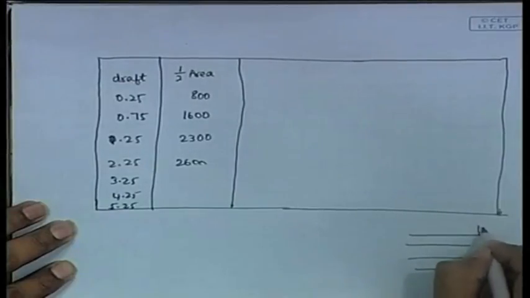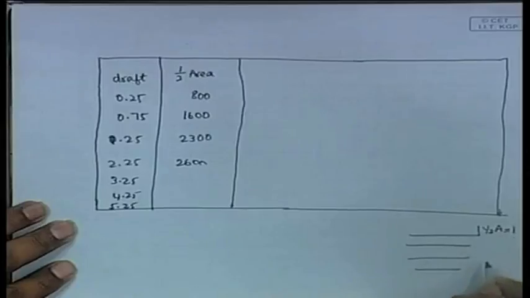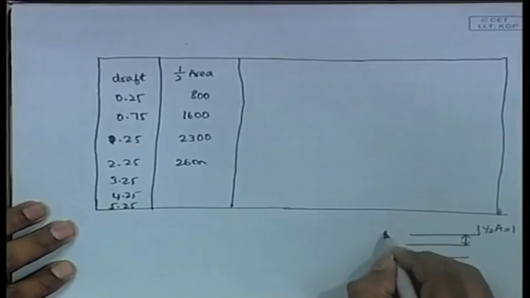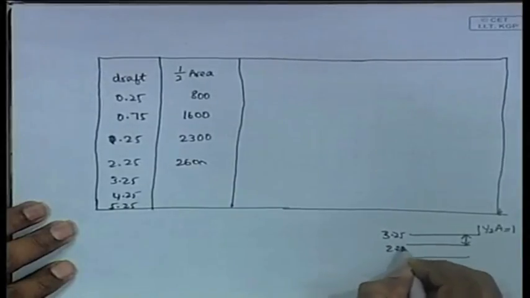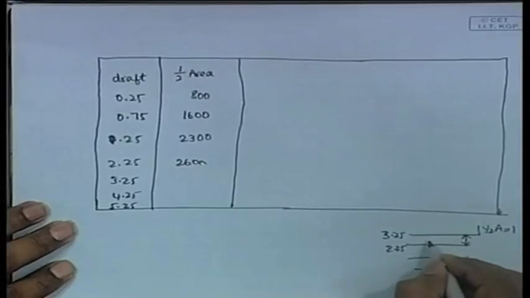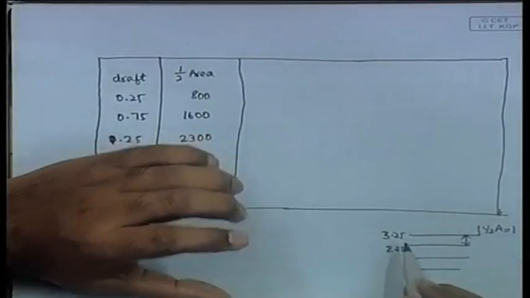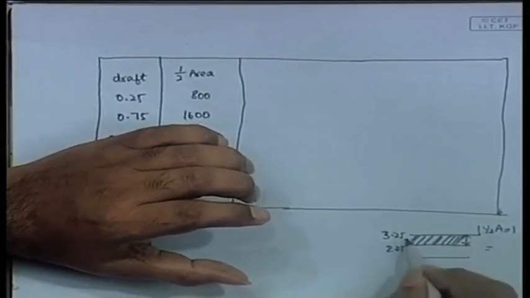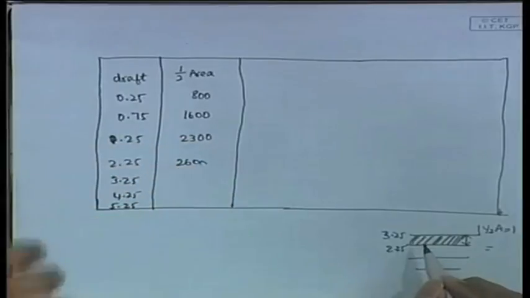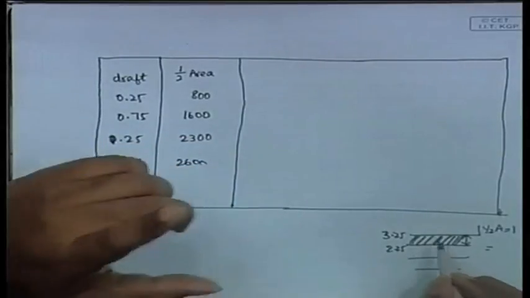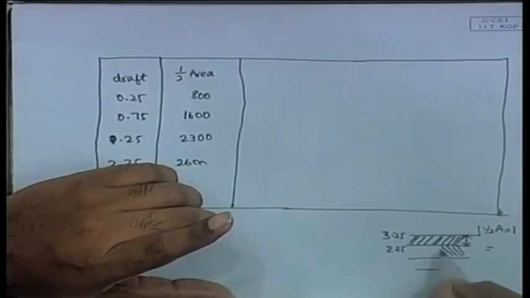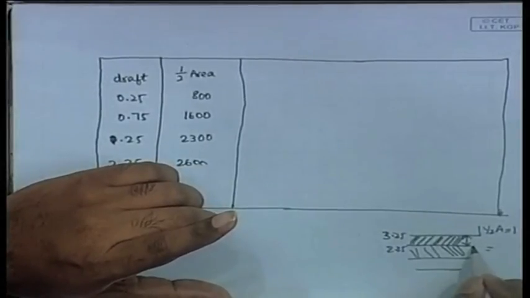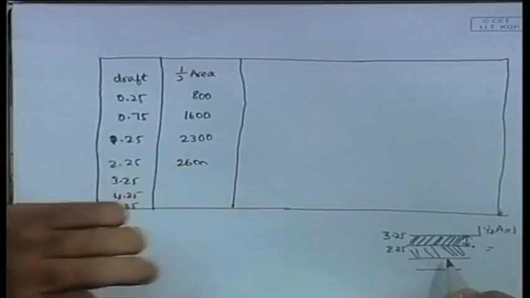So here let's say the half area is 1. Now I want to multiply it with this distance. This draft is, let's say, 3.25 and this is 2.25. So for the region from 2.25 to 3.25, this volume will be given by this area into this distance, multiplied by a Simpsons multiplier, that is always there. So this volume is given by the area here, multiplied by this distance, multiplied by the Simpsons multiplier.